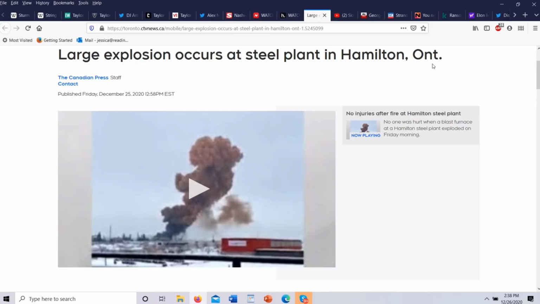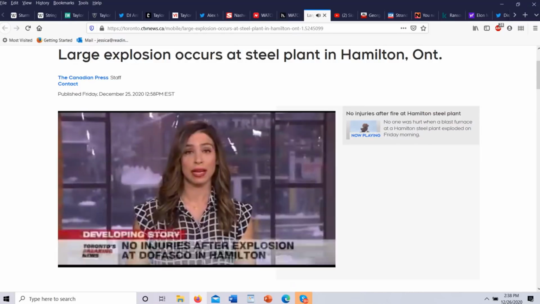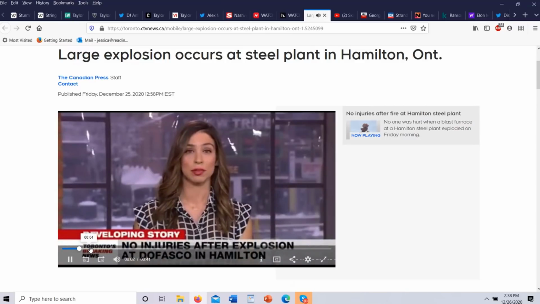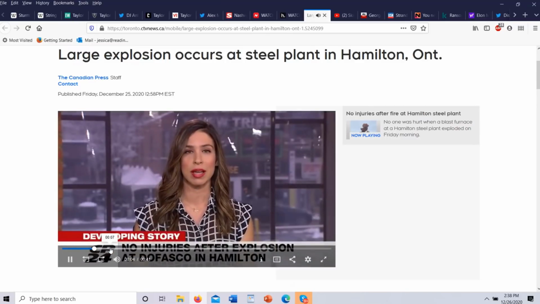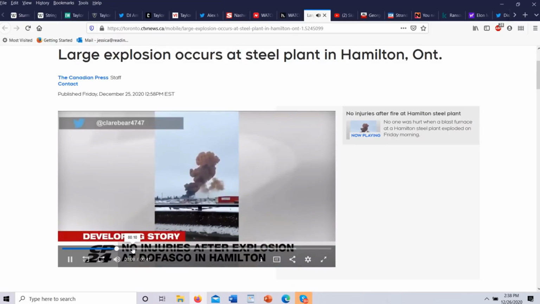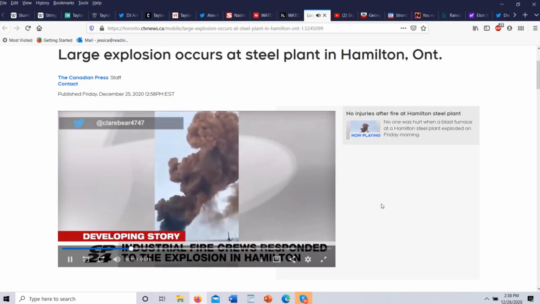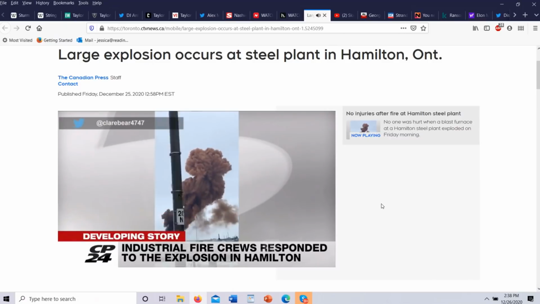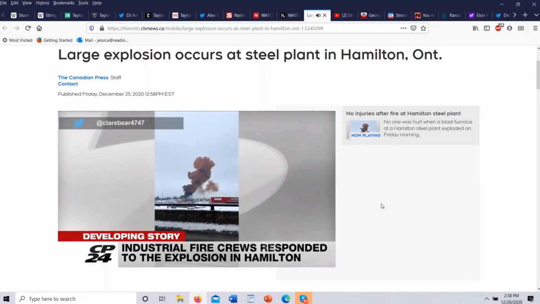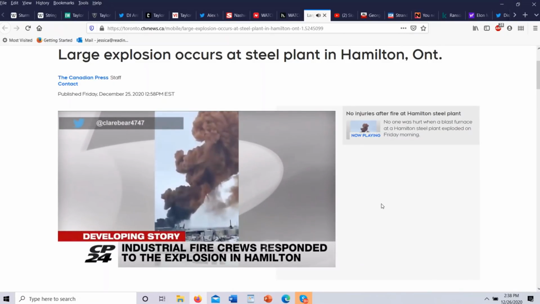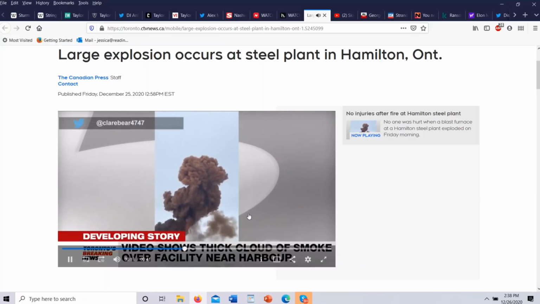This is the location that's close to where the Monarch facility is underground, right? Exactly. Ontario. Exactly. We are following a developing story this afternoon out of Hamilton. No injuries have been reported. Video posted to Twitter shows a large plume of dark black smoke coming from the plant. Industrial fire crews responded to the call. It happened just after 11 o'clock this morning.